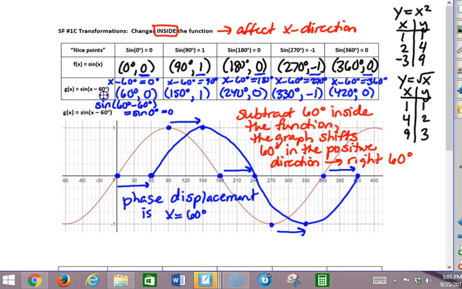If we would subtract outside the function, the whole graph would shift down. But now we're subtracting inside the function, and instead of shifting to the left in the negative direction, it shifts to the right. Because all my x values have to be 60 degrees bigger than what they were before, so that when I subtract 60, I end up with those same nice angles that I had to have to give me the nice y values.